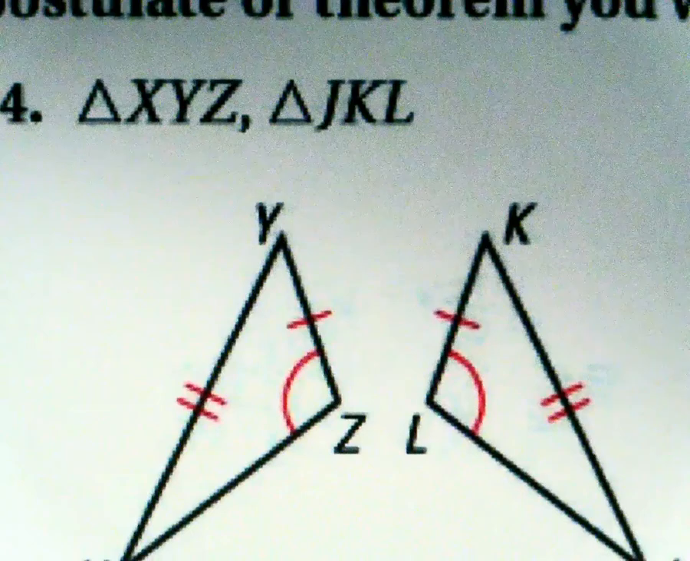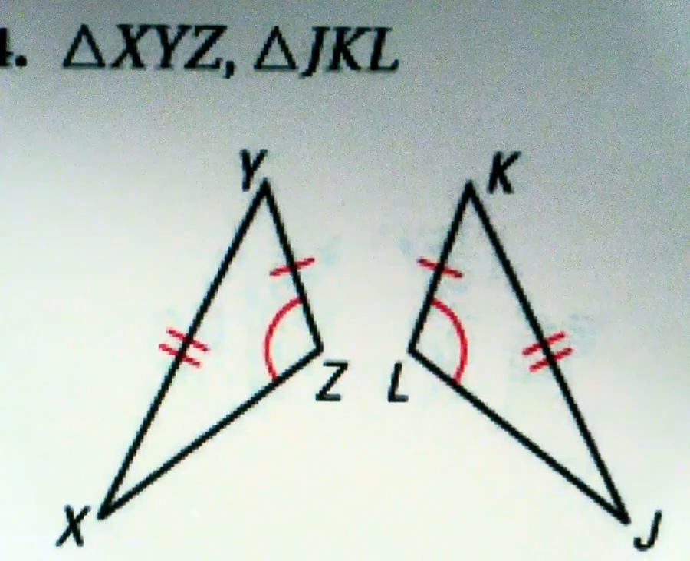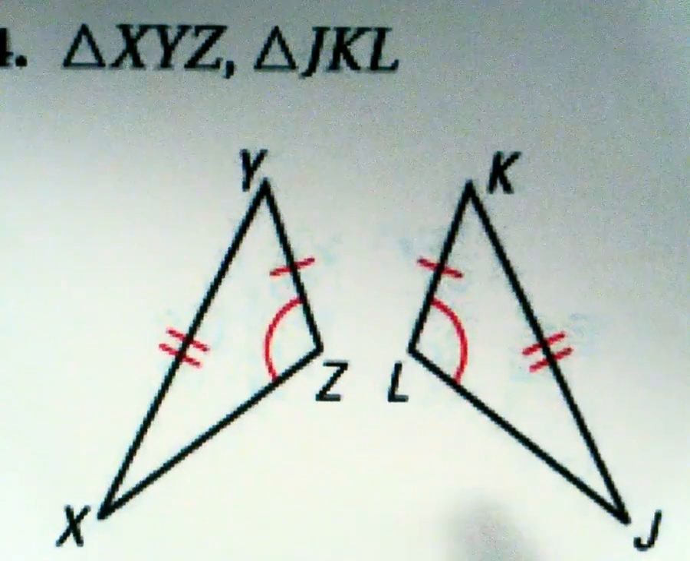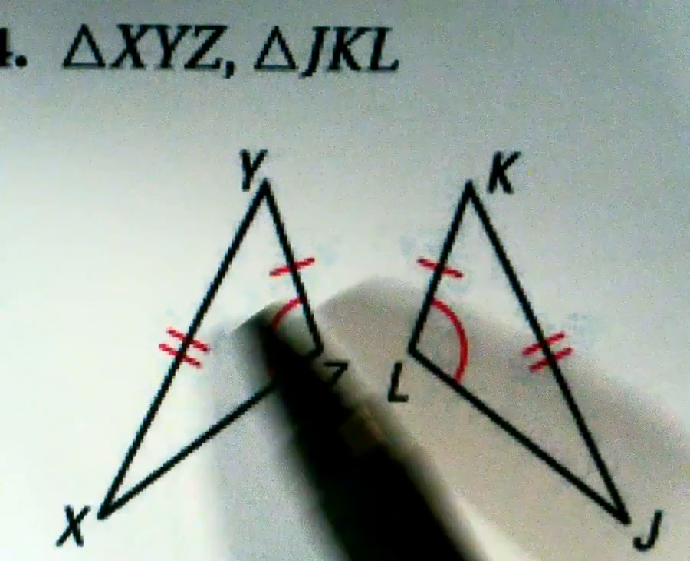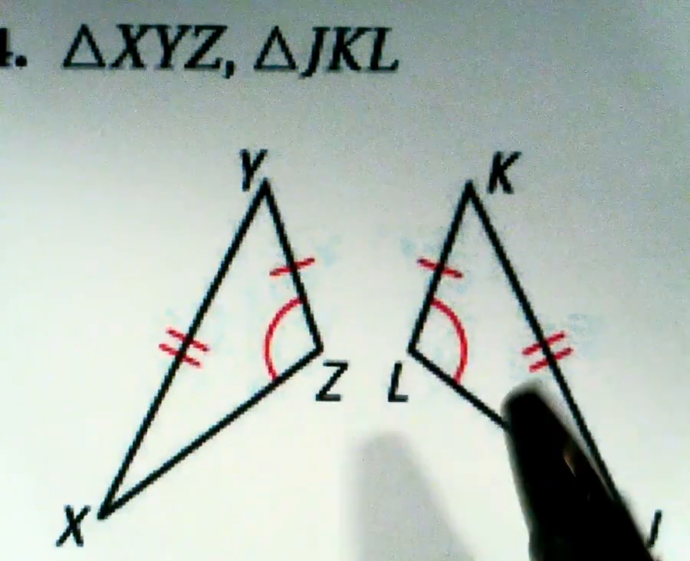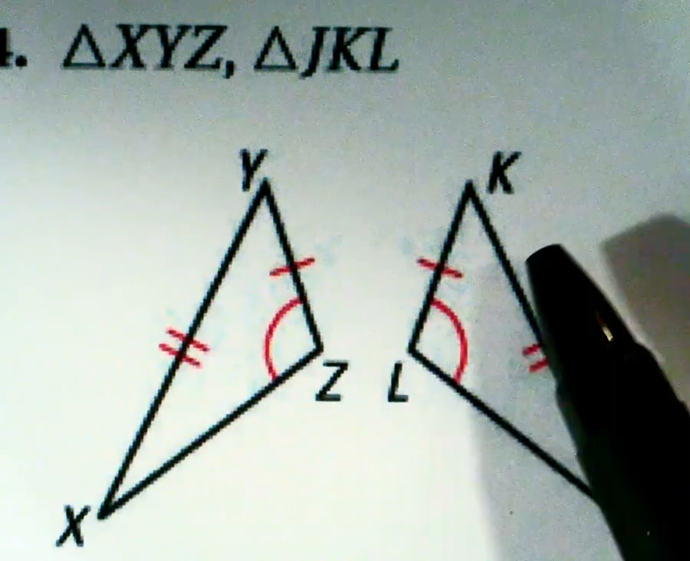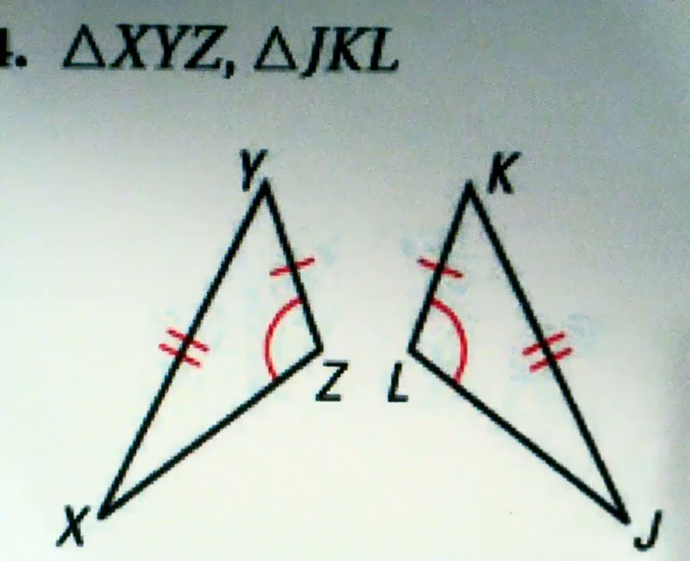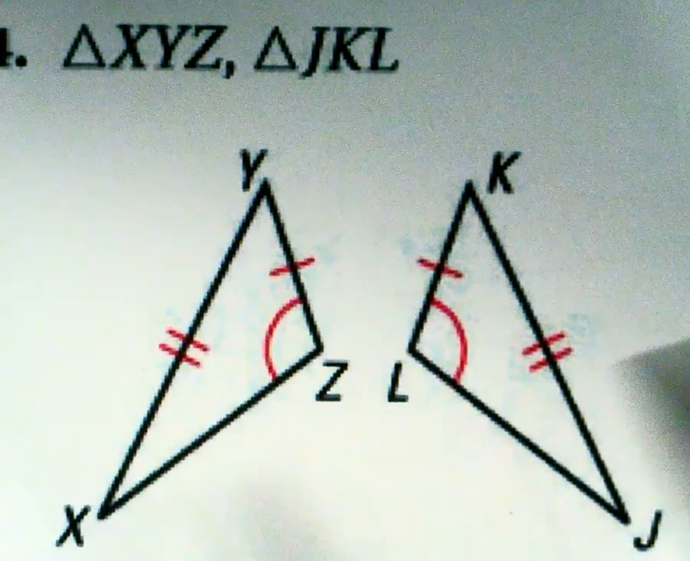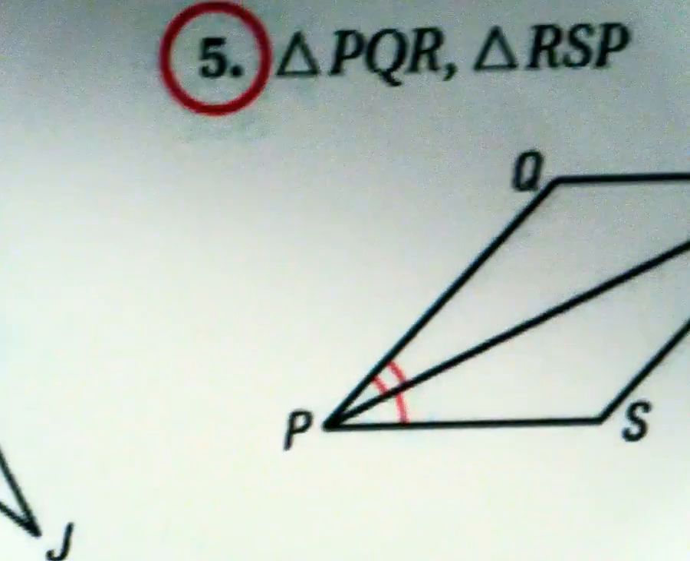How about this one? Okay. Well, let's see. I have a side. I have 2 sides and an angle. That sounds promising. Oh, but wait, look. The angle is not the included angle, so that's not going to work. Won't work. Okay, how about this one?